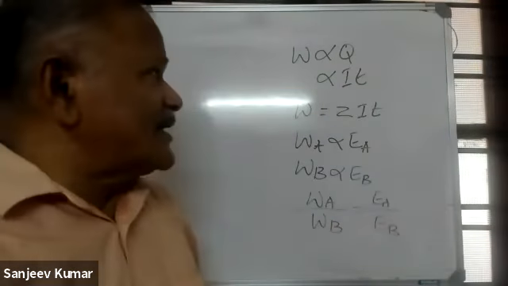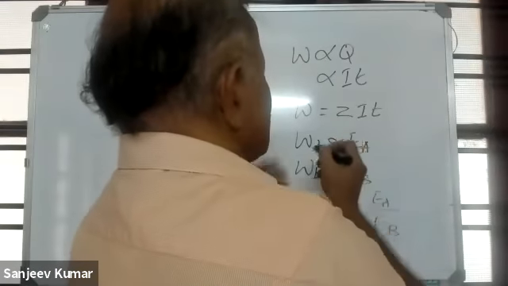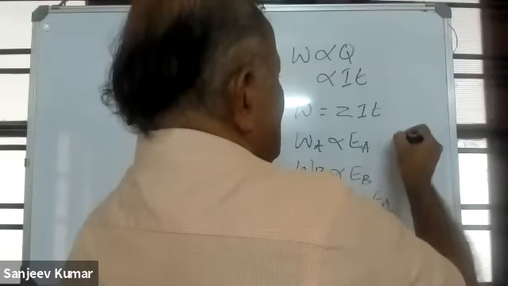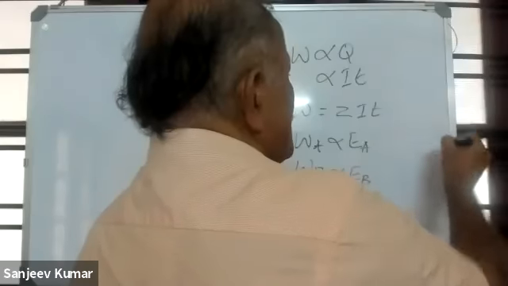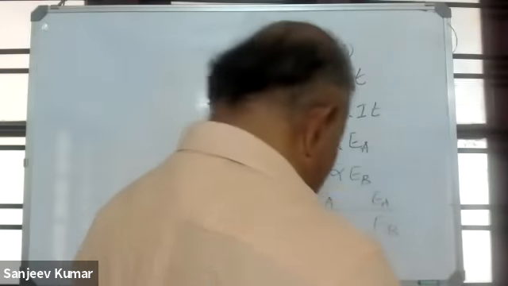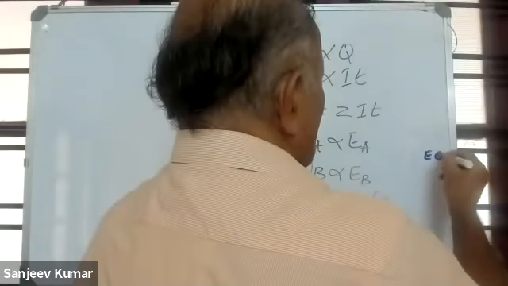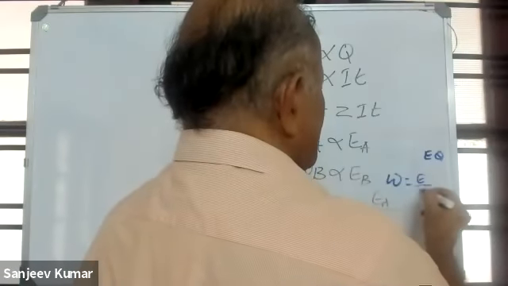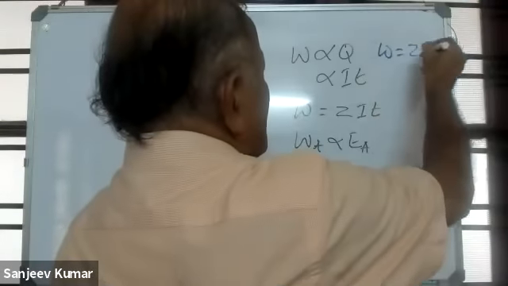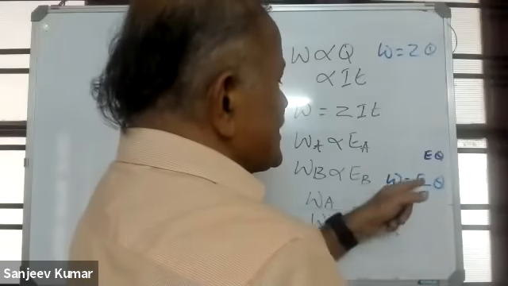By using this equation, we can also find out, combining the first law and second law, that W is proportional to Q and W is proportional to E, and therefore W is proportional to E into Q. Or it is equal to a proportionality constant 1 by F into E into Q, and that is W is equal to E by F into Q. And W is equal to Z into Q, or Z into IT, and therefore what is Z? It is equal to E by F.